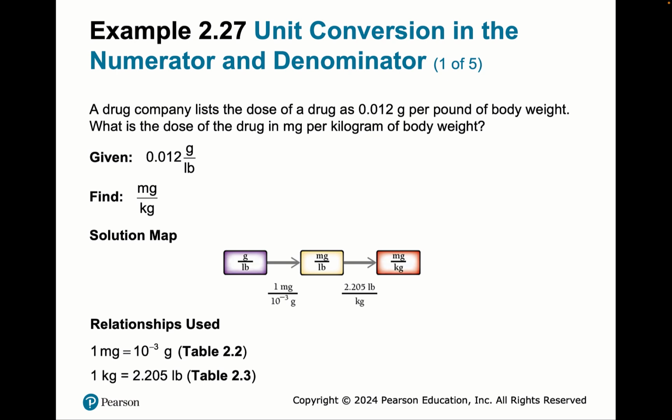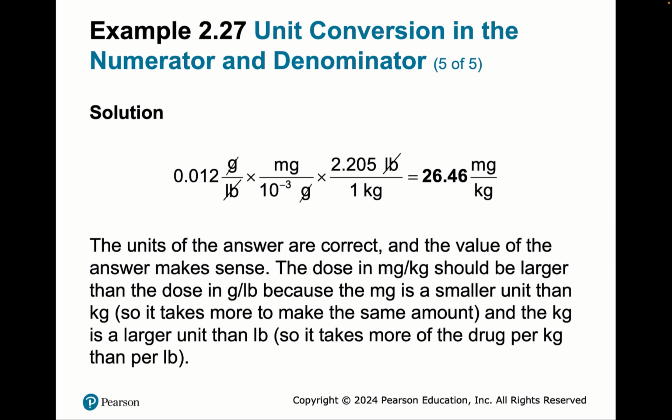So unit conversions with the numerator and denominator. A drug company listed a dose of a drug as 0.012 gram per pound of body weight. What's the dose of the drug in milligram per kilogram of body weight? So we've done a similar problem. Starting with what we know on the left, just start moving the units over. Changing grams to milligrams, changing pounds to kilograms, and then we're left with the right units there on the right.